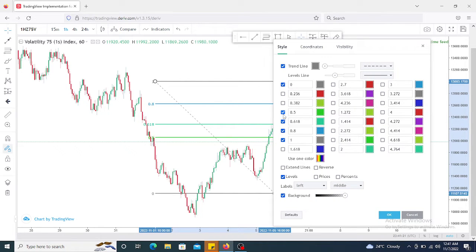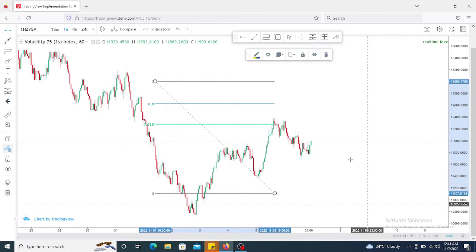But I really love working with my 618 level and the 80 level. So this is what your Fibonacci retracement should be looking like. You can just pause for a bit and screenshot what you have here on my screen. Alright, I believe you're done screenshotting. So let's head over to the business of the day.